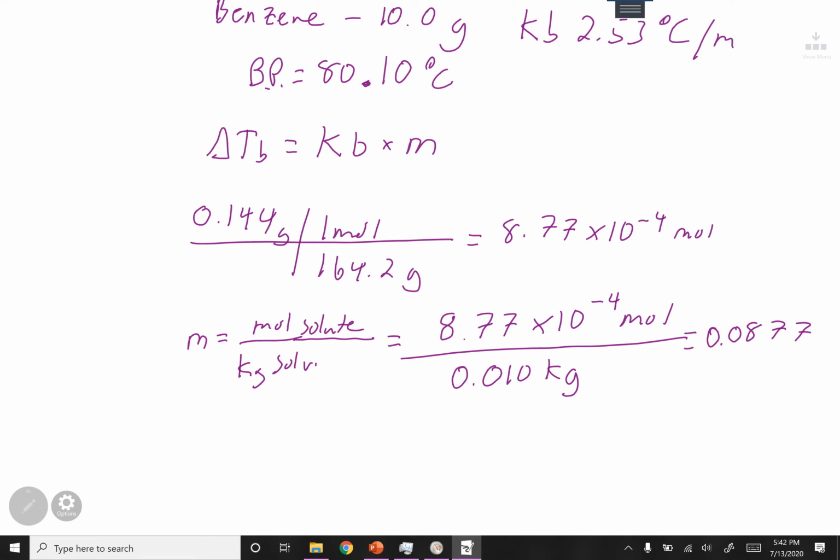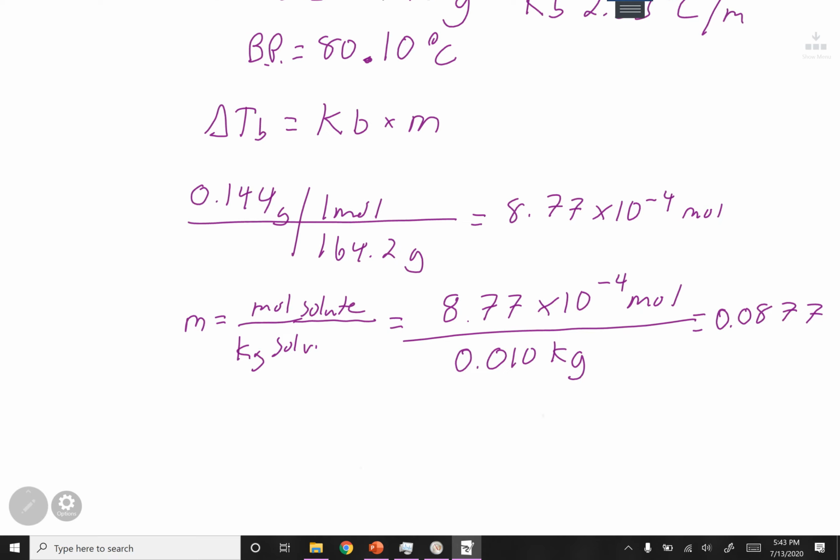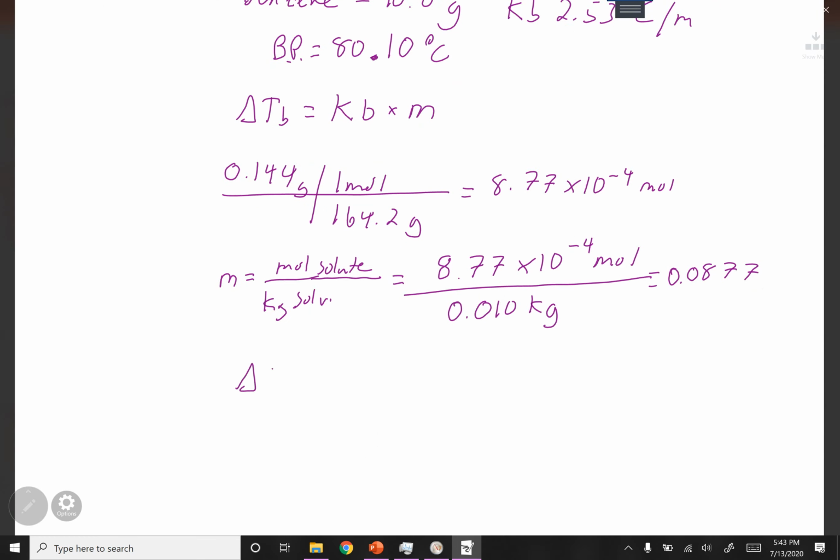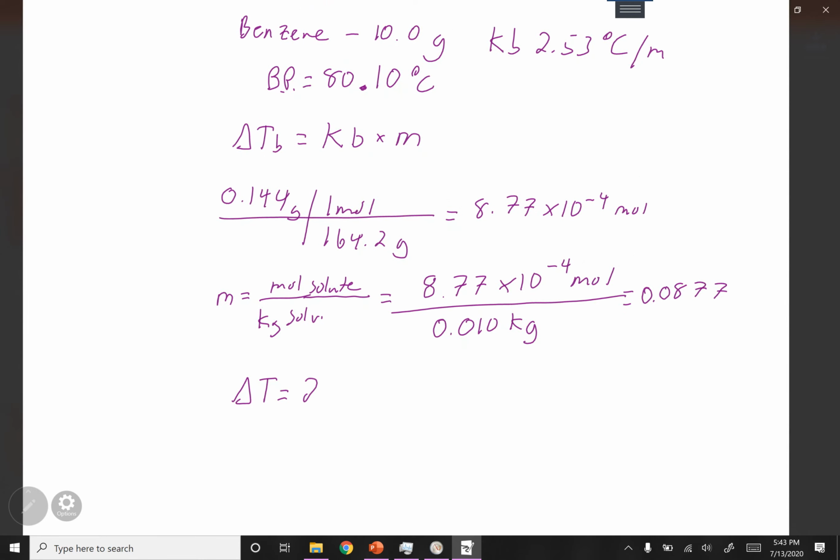Okay, so now we have our Kb, so we can just plug this in. Okay, so delta T will be equal to 2.53 degrees C per molal times our molality, which we calculated to be 0.0877 little m. Okay, and this gives me a delta T equal to 0.222 degrees C. Remember that molal will cancel here.